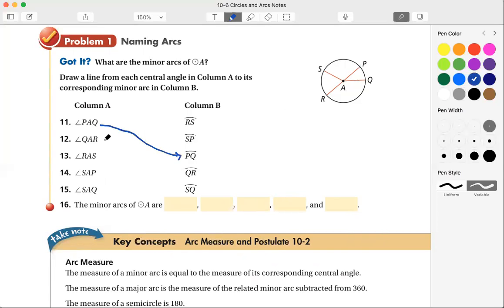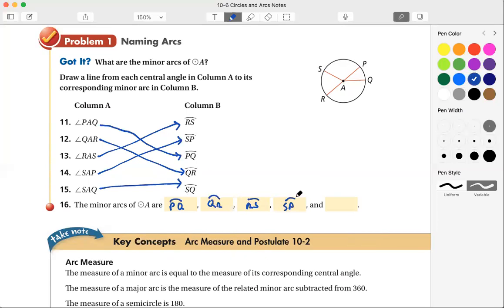Angle QAR would be arc QR. Angle RAS would be arc RS. Angle SAP would be arc SP. And angle SAQ would be arc SQ. So the minor arcs of circle A are arc PQ, arc QR, arc RS, arc SP, and arc SQ.